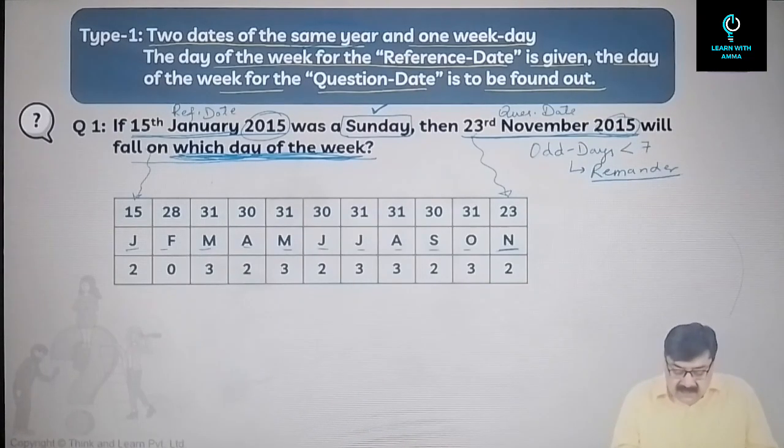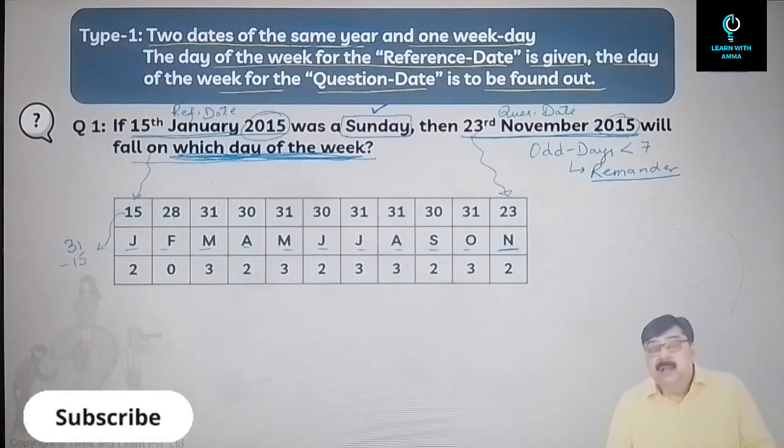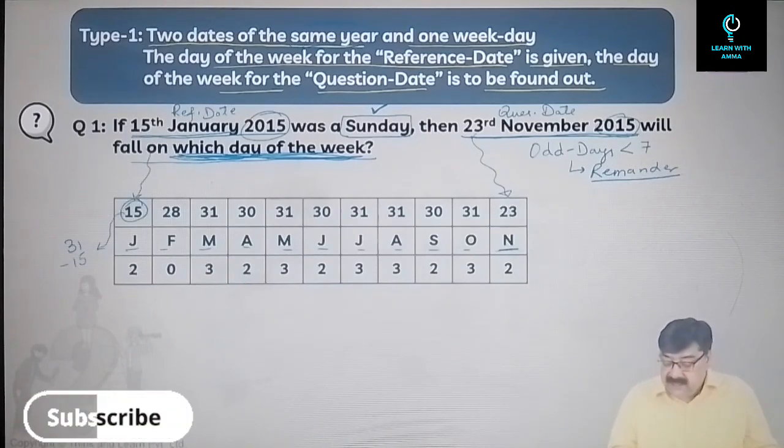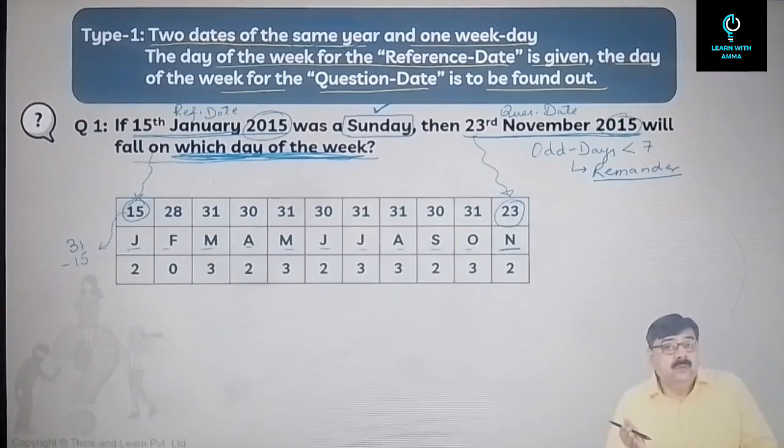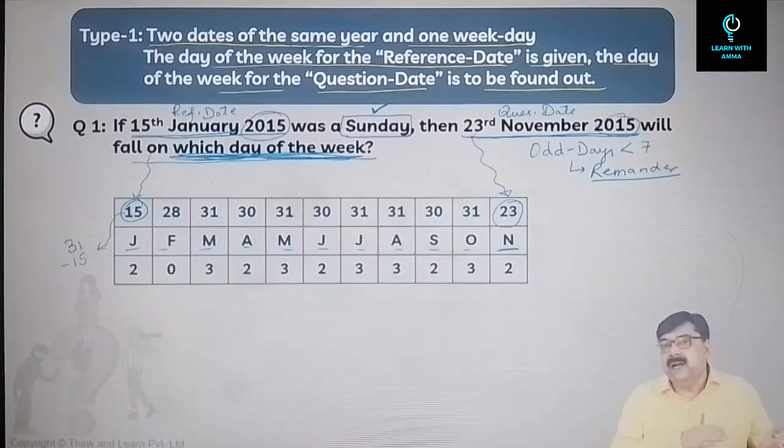Well, there are 31 days in the month of January, from which we will subtract the reference date. Why? Because out of these two dates, 15th and 23rd, we will count only one. I'll give an example. How many days are there from today to tomorrow? Well, there is only one day. You won't count today separately and tomorrow separately.